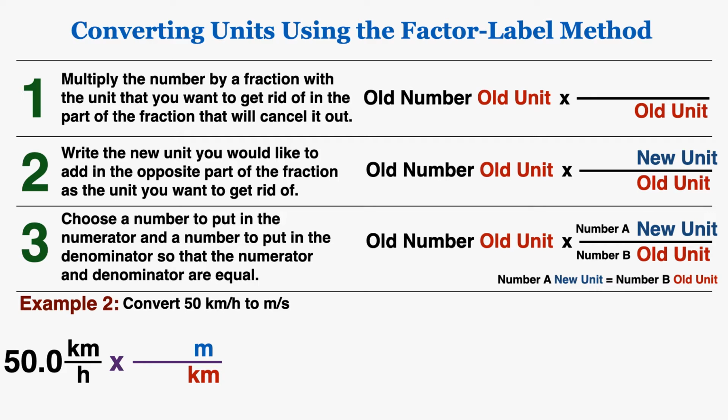And now I just need to choose numbers that make those two things equal, and I know that there are 1,000 meters in every 1 kilometer. So I've successfully removed kilometers and added meters. But I still have hours in my denominator, and I need to convert that to seconds in the denominator.